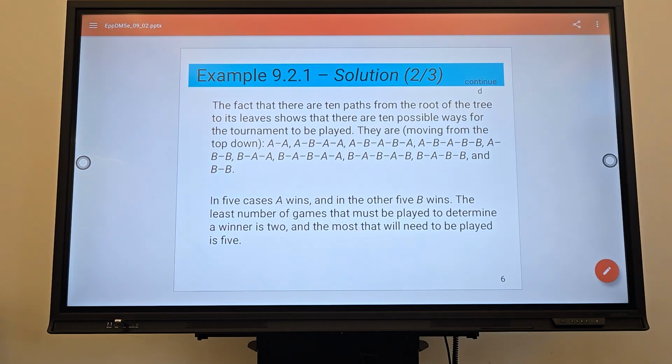The fact that there are 10 paths from the root of the tree to its leaves shows that there are 10 possible ways for the tournament to be played. In 5 cases, A wins, and in the other 5, B wins. The least number of games that must be played to determine a winner is 2, and the most that will need to be played is 5.